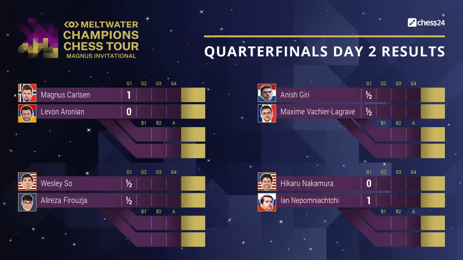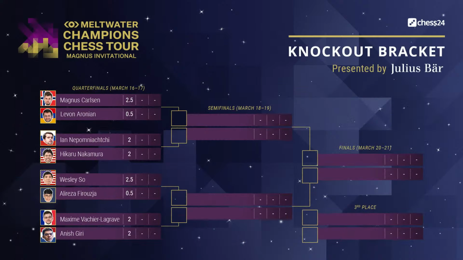Wesley So also won his set 1, and he starts the day with a draw. Alireza Firouzja drew his game with Wesley. Maxime Vachier-Lagrave and Anish Giri ended in a draw, and Jan Nepomniachtchi takes his lead against Hikaru Nakamura.